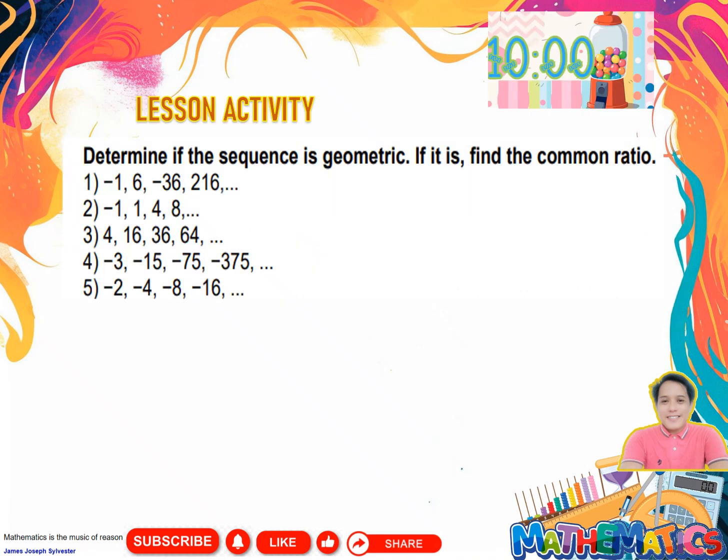For our lesson activity, determine if the sequence is geometric. If it is, find the common ratio.